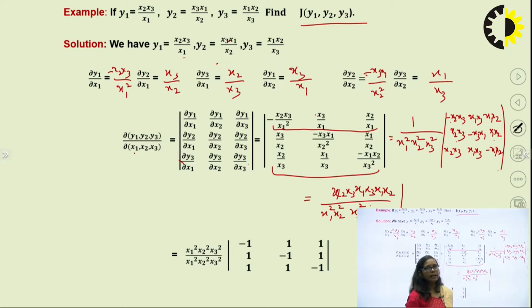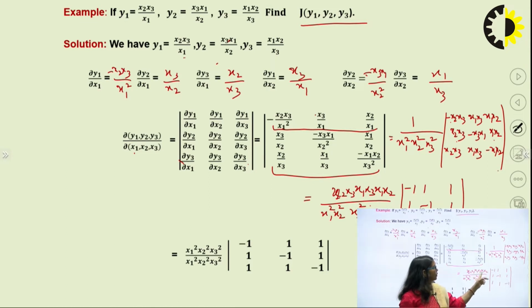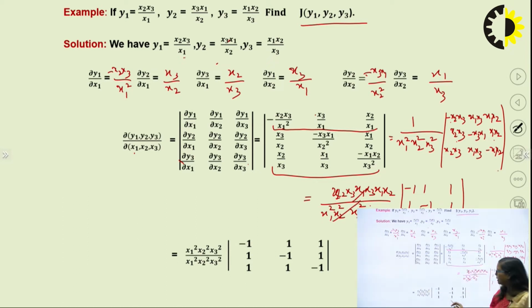So what are we left with inside the determinant? Taking this common, we are left with minus 1, 1, 1; this is 1, minus 1, 1; and this is 1, 1, minus 1. In the numerator, we have x1 square, x2 square, and x3 square, which will cancel out with the denominator. Finally we are left with the determinant minus 1, 1, 1; 1, minus 1, 1; and 1, 1, minus 1. Solving this determinant, we get the value 0 plus 2 plus 2, which is equal to 4.